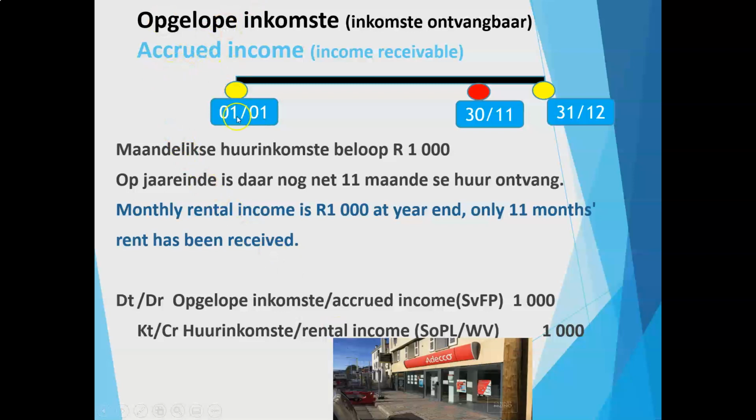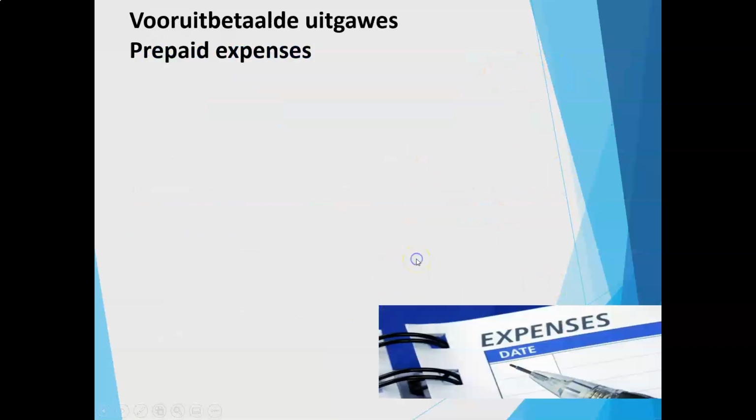Let's take an example. Let's say that we are renting out some premises to somebody. That person has only paid us for 11 months of the year. Our financial year end is 31 December. Monthly rental income is R1,000. At year end, only 11 months of rent has been received, so we are entitled to the full amount. Accrued income, statement of financial position, debit, so it's an asset, an other debtor, and rental income will be credited with that other R1,000 for the last month that we are entitled to.